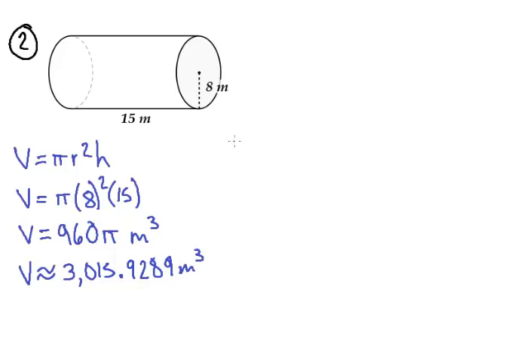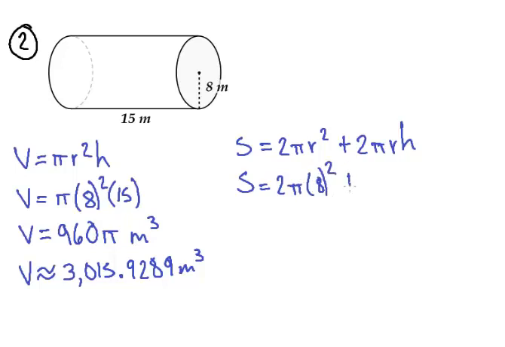Now let's find the surface area. Okay, so surface area equals 2 pi r squared plus 2 pi r h. So S equals 2 pi times 8 squared plus 2 pi times 8 times 15. So 8 squared will be 64. 64 times 2 will give you 128. So 128 pi.